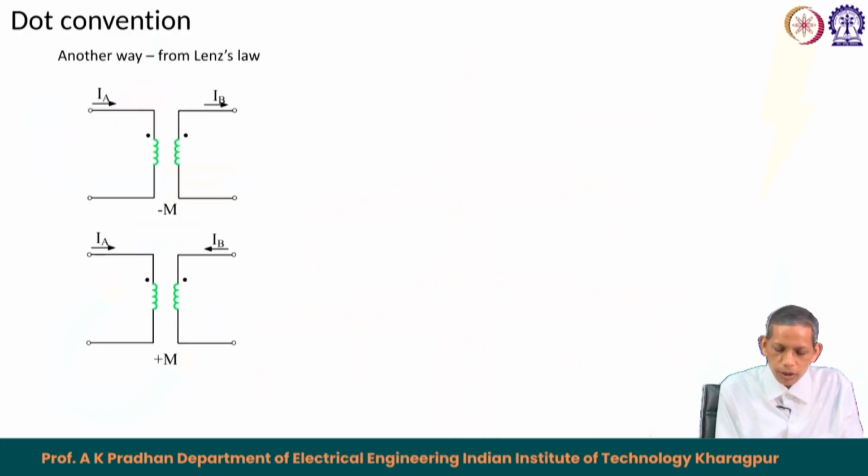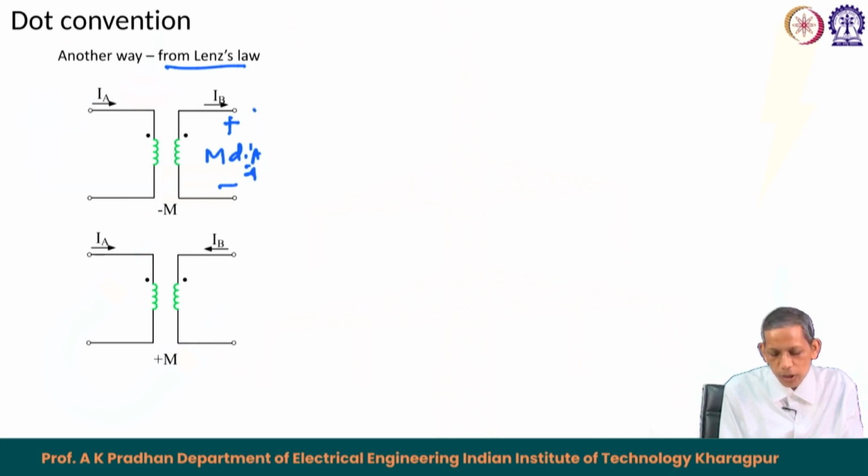This can be seen in another way also, using Lenz's law. Let us say in the first coil the current is entering, and as per the earlier discussion, the corresponding voltage which will be induced is M dI_A/dt.